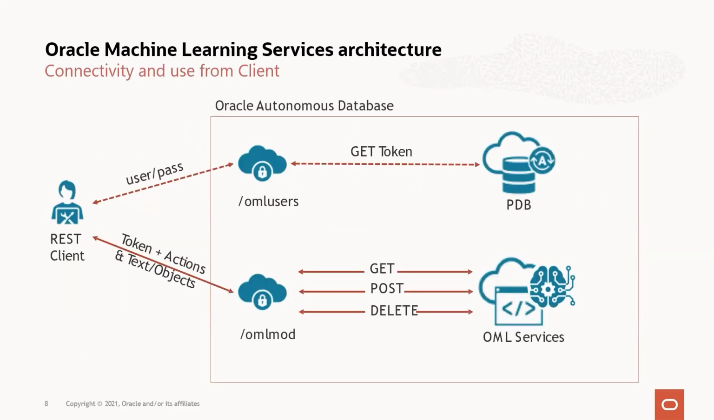So here we have a look at the architecture and REST endpoints provided by OML Services. If you look at the upper connection, we first do that from our REST client by sending the Oracle Machine Learning user and password to this OML users REST endpoint to get a token, and that's Autonomous Database. And when we get a token back, we can do all of the actions below, the get, the post, the delete, through a REST API.